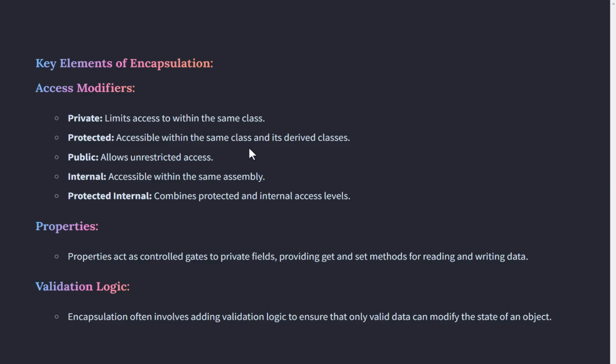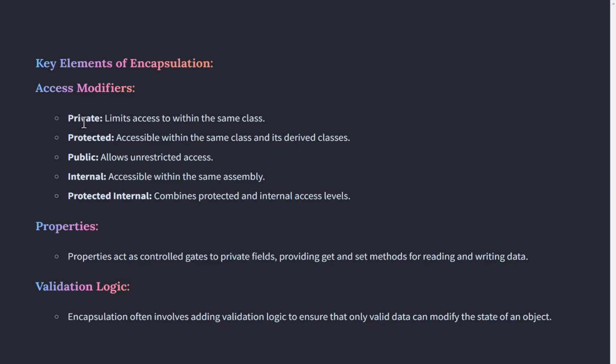Access modifiers have some keywords which determine the visibility and accessibility of a class, field, method, or property. By using access modifiers effectively, you can ensure that your code is modular, secure, and easier to maintain. Here we have private, protected, public, internal, and protected internal. So let's explore the different types of access modifiers in C# together right now.